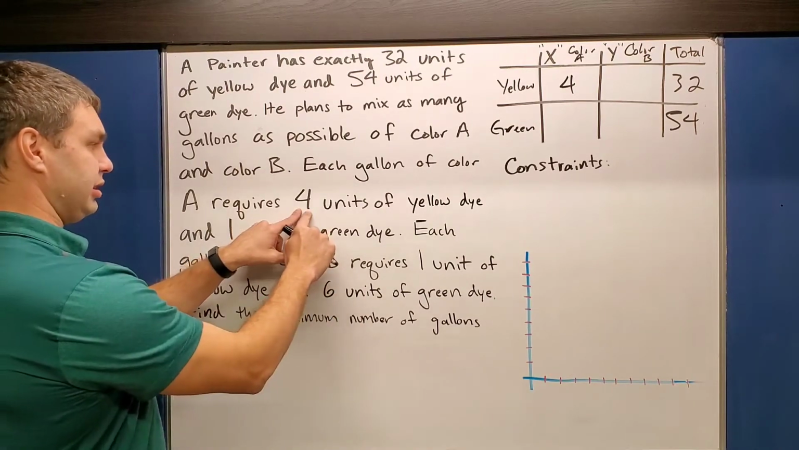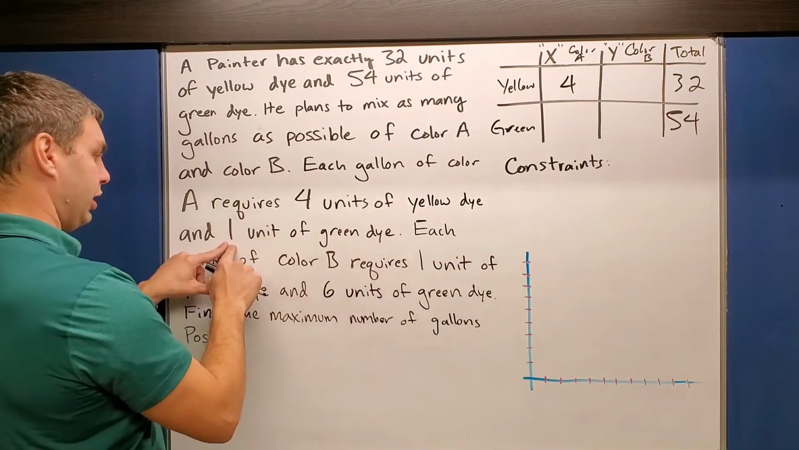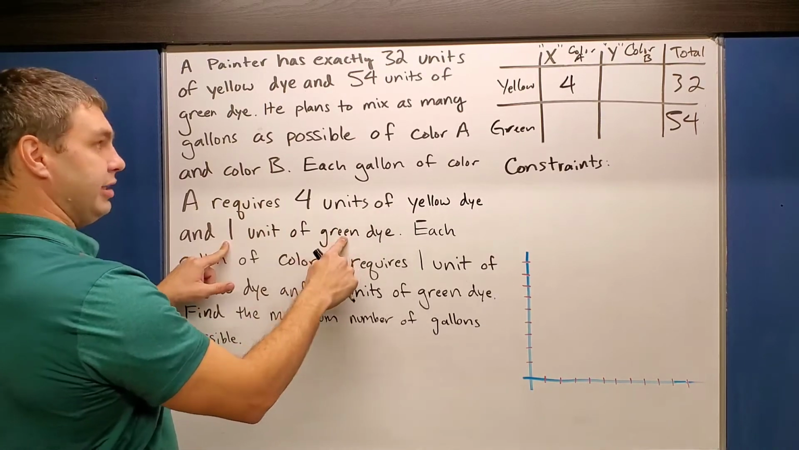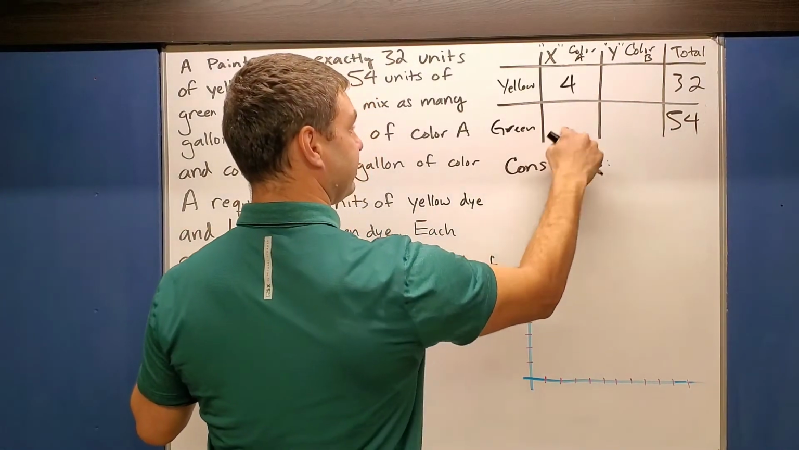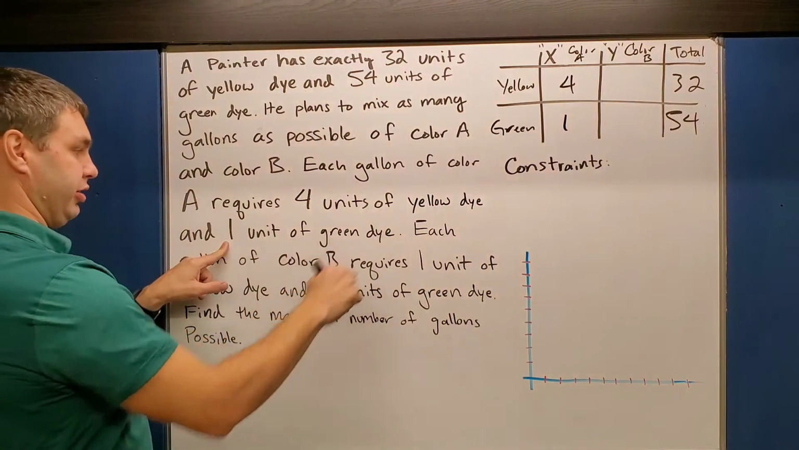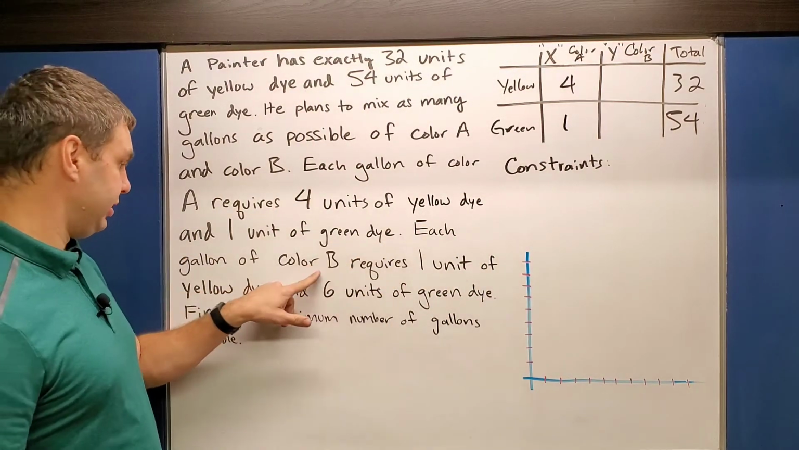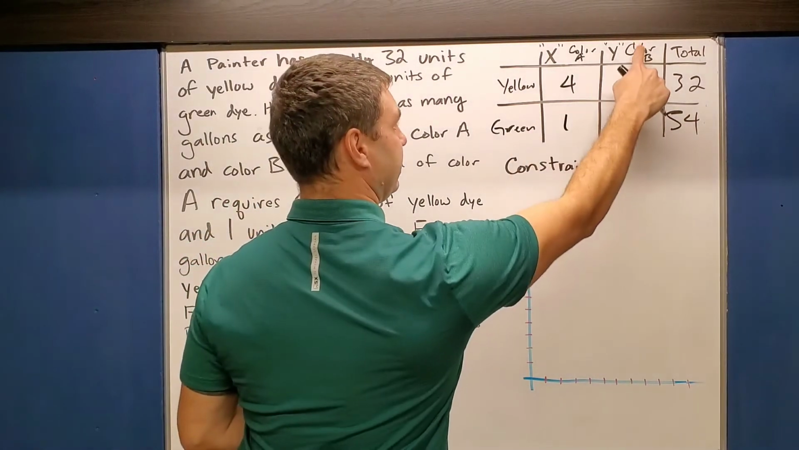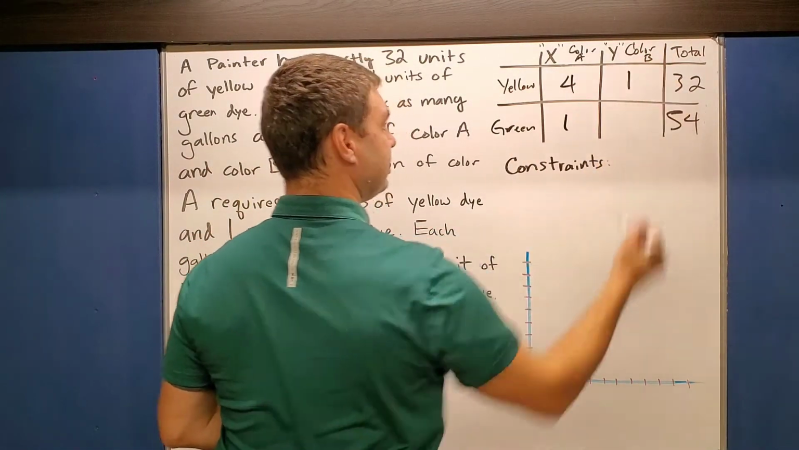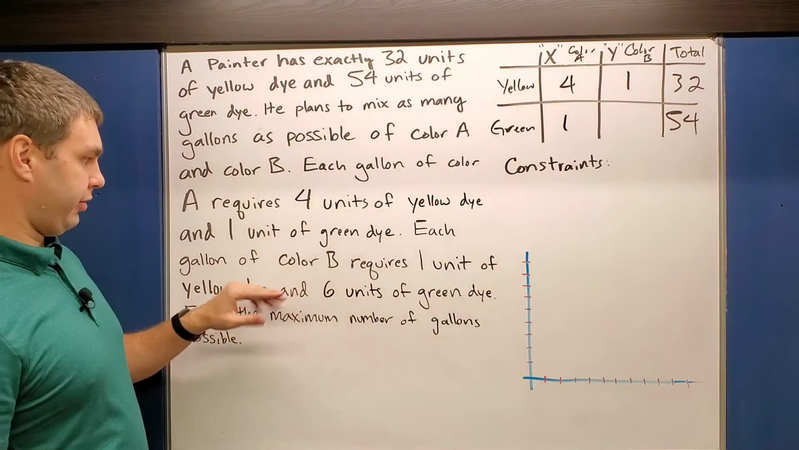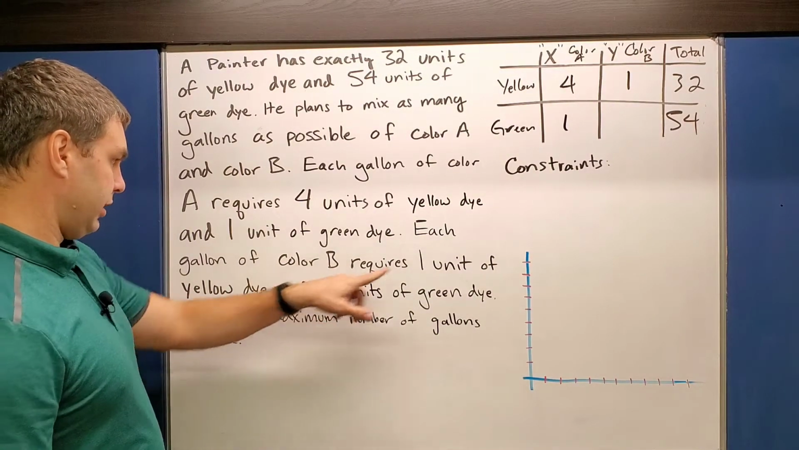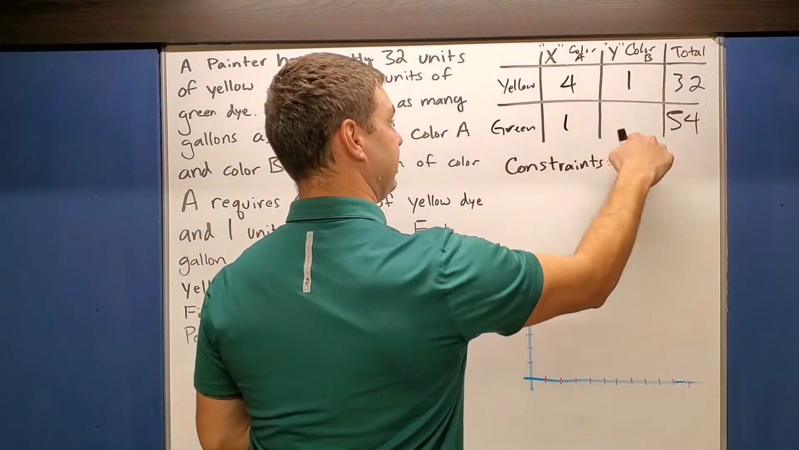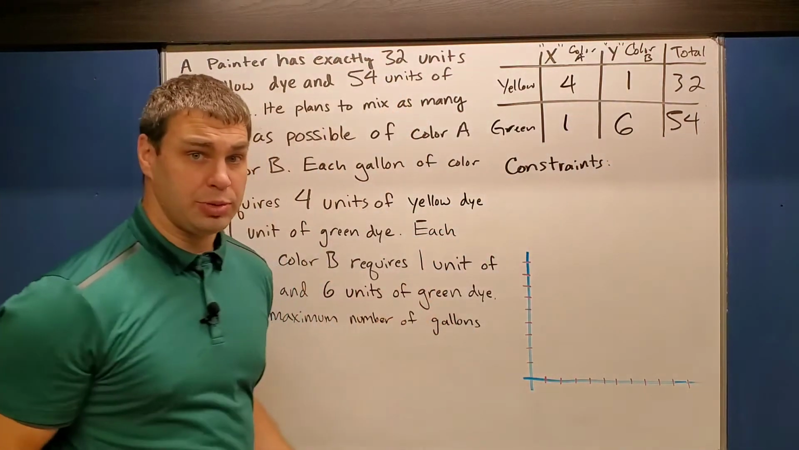That was right here, this is the 4. It says, and 1 unit of green dye. So again, this was color A and green, so this is going to be a 1 for the 1 unit of green. Same thing for color B. This time color B requires 1 unit of yellow. So color B, yellow, this would be 1. And then 6 units of green dye. So color B, green, would be 6. Okay, so we've got our chart filled out.